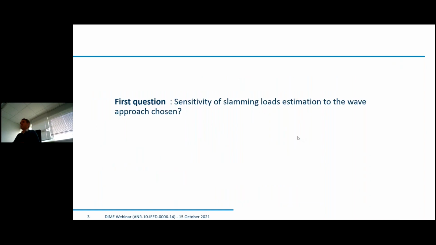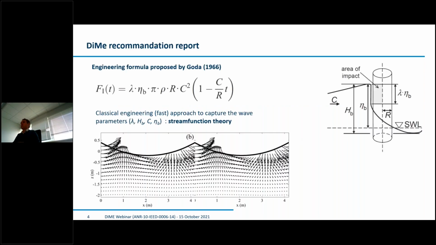So first question, what is the sensitivity of slamming loads to the wave approach chosen? What do we mean by wave approach? Basically, to compute the parameters of interest, c, which is the speed of the crest, lambda, the curling factor, and eta b, the elevation of the crest. The classical engineering approach, which is the fastest one, is to use a stream function theory that allows you to simulate steep waves that are symmetric and regular. And as you will see, the fact that they are symmetric is the main limitation when you want to reproduce the impact of breaking waves, which are generally quite asymmetric, with a front face that is much steeper than the back face. And this is the main reason why you have a slamming load. So we'll be discussing that now.